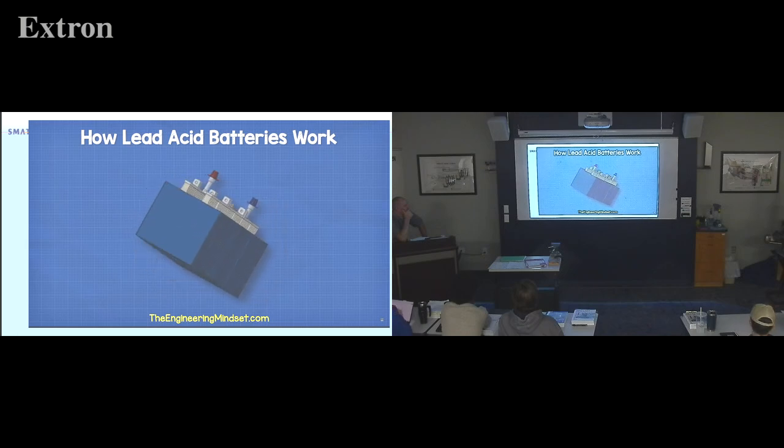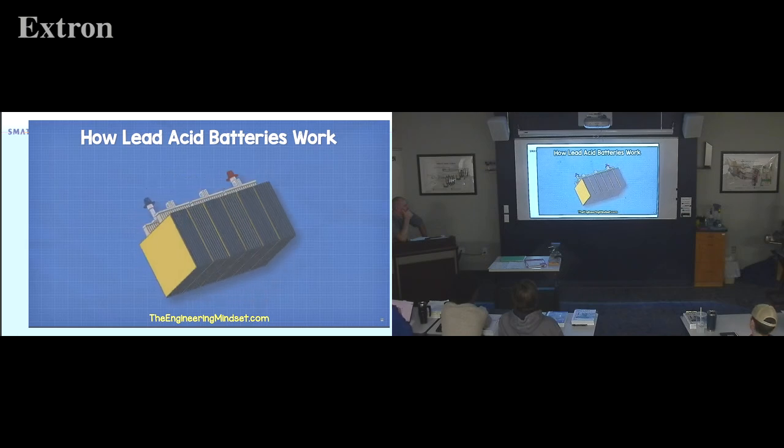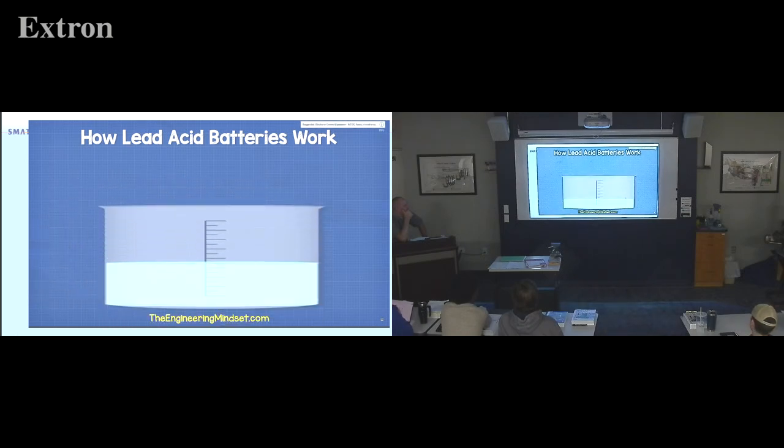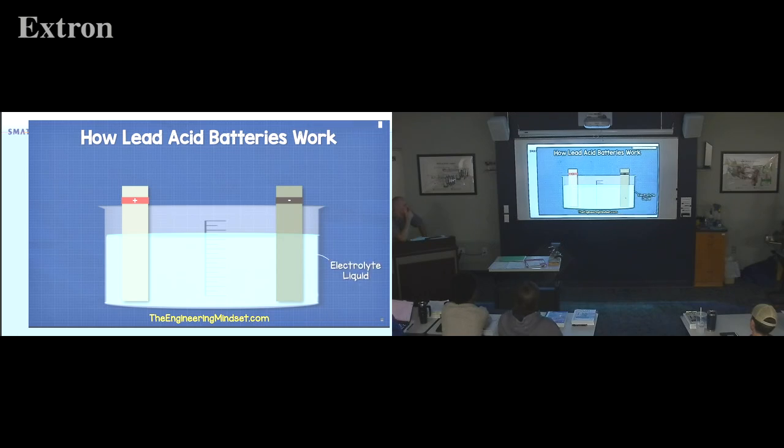Rather than trying to understand this complex construction, we're going to simplify it down to this simple model of a cell with a single cathode and anode. In this cell, we have the electrolyte liquid, which is 1/3 sulfuric acid and 2/3 water. We have the positive electrode, which is the cathode. This is made from lead oxide. We then have the negative terminal, which is the anode. This is made from pure lead.